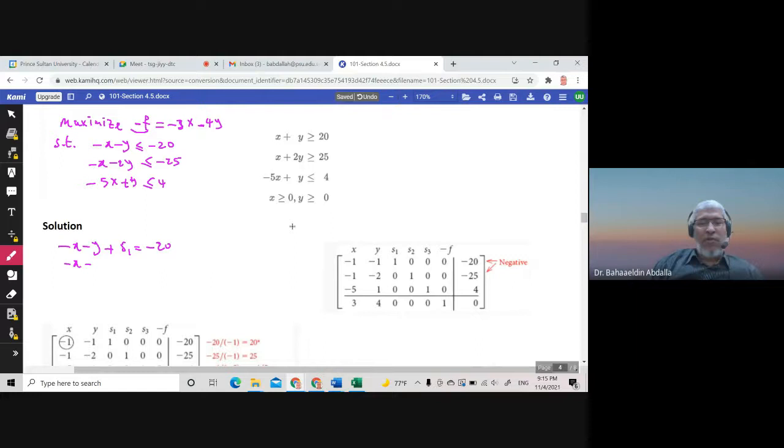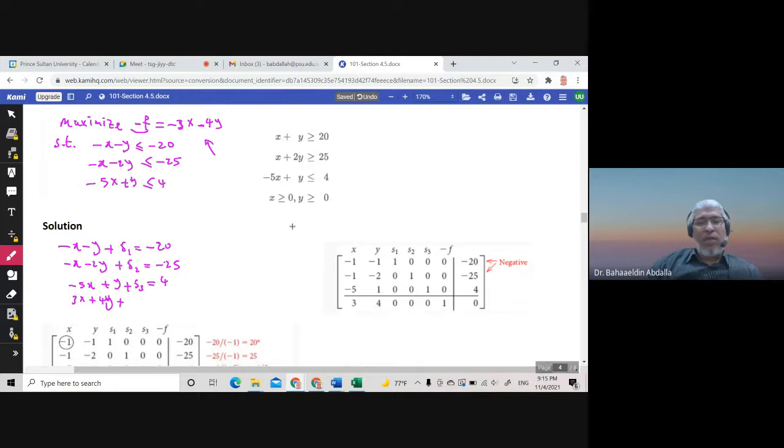I'll have here 3 slack variables because I have 3 constraints. And rewrite the objective function, the new objective function, this one. So taking negative 3x to the other side will make it positive.